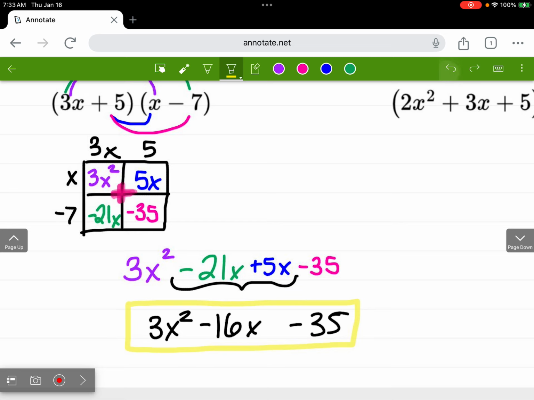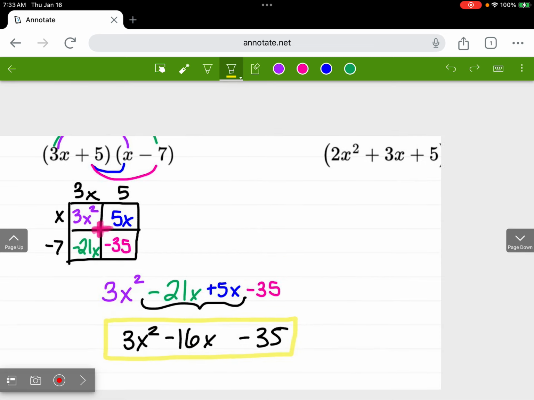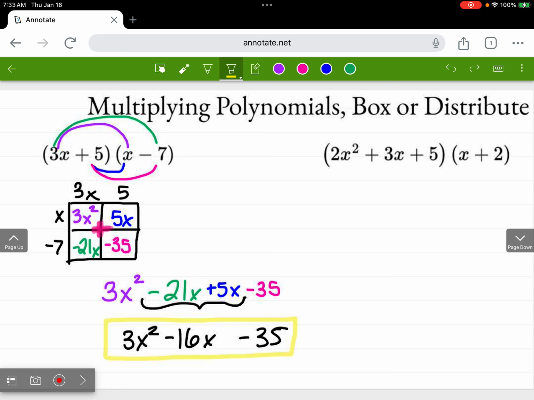Questions on this first one? Just giving us a dividing wall here.